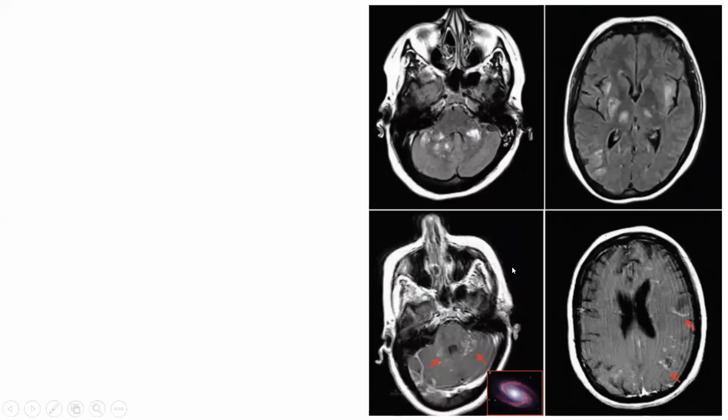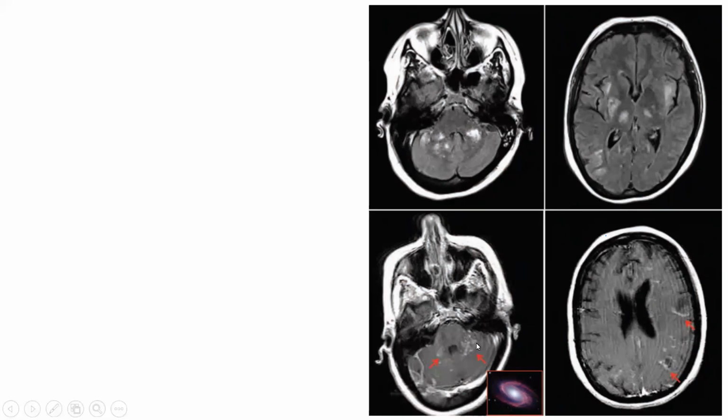So what is the sign? In the earlier images, we saw that PML was affecting the supratentorial space, so the frontal lobe, the temporal lobe. But here in these images, in addition to that, there are multiple hyperintensities affecting the cerebellum, the thalamus, and the basal ganglia. They are also affected. This is also a patient with PML.